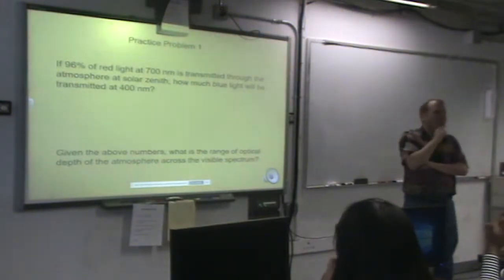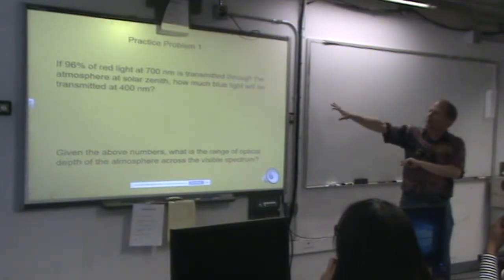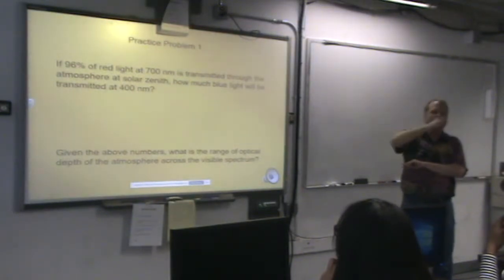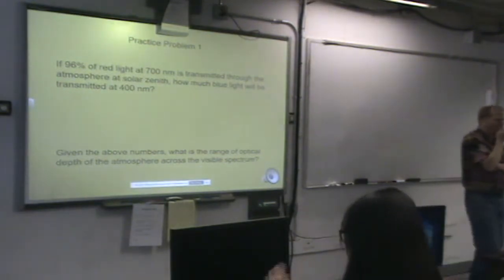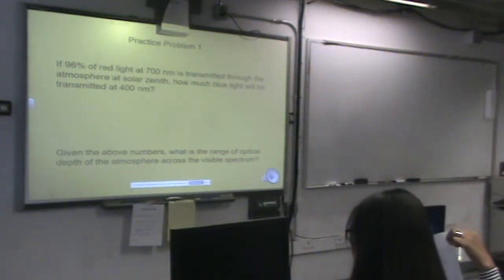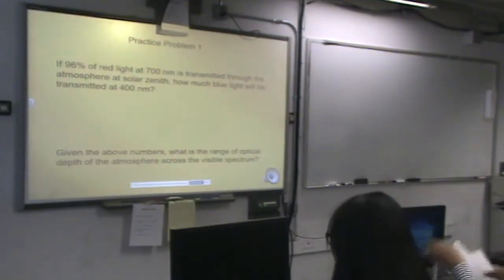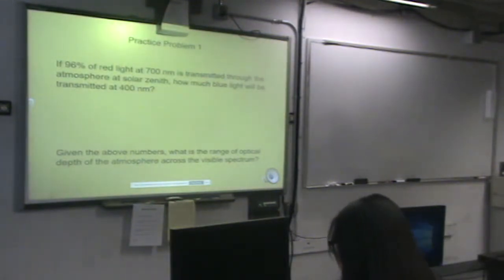So what should be the first thing that you do? Figure out your optical depth. Okay? Start there and then see how the optical depth in red light should be related to optical depth in blue light. And again, I should be careful. We're talking about the direct beam here, not the secondary scattering.